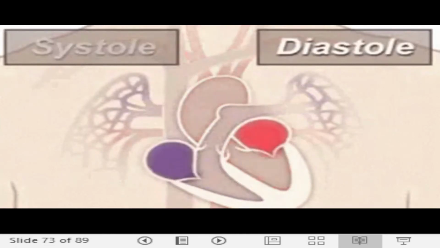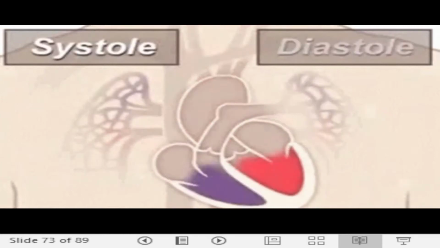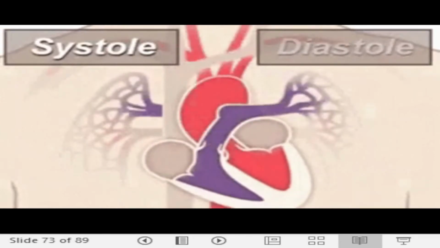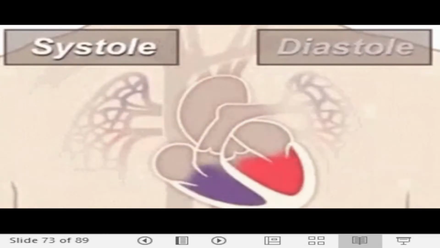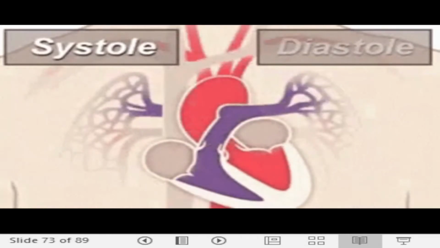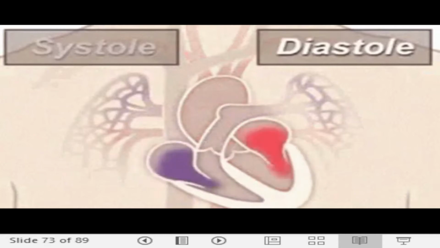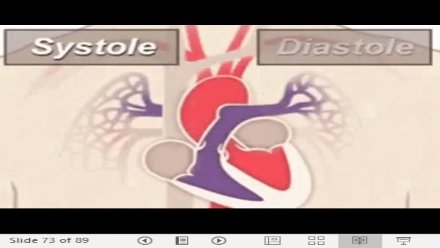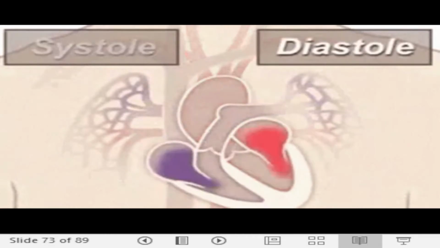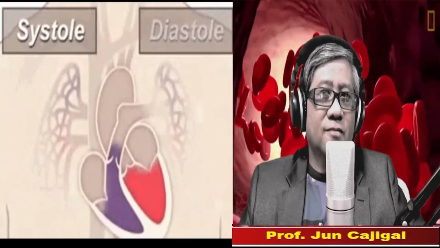And here is an animated illustration of the cardiac cycle. So in systole, you have the contraction of the ventricles and this will open the semilunar valves, forcing the blood either to the pulmonary arteries leading to the lungs and the aorta. While in diastole, there is the relaxation of the myocardium and the ventricles are filled with blood. So that is the cardiac cycle.